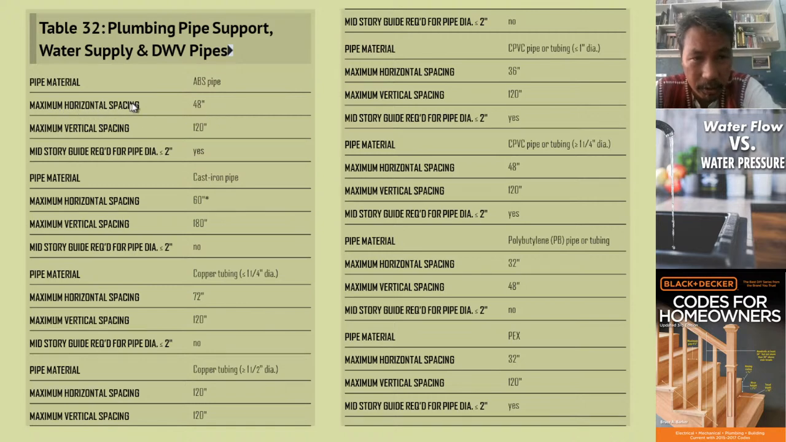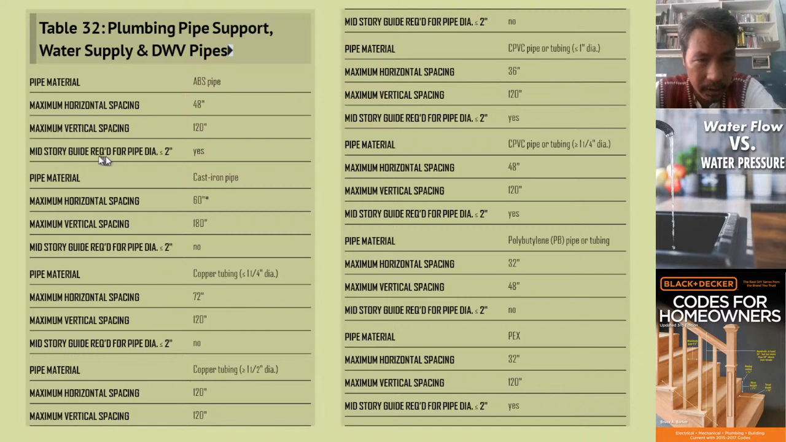Maximum horizontal spacing 48 inches. Maximum vertical spacing 120. Pipe support. We are talking about pipe support. Maximum 4 feet. Vertical maximum 120. 120 is 10 feet.